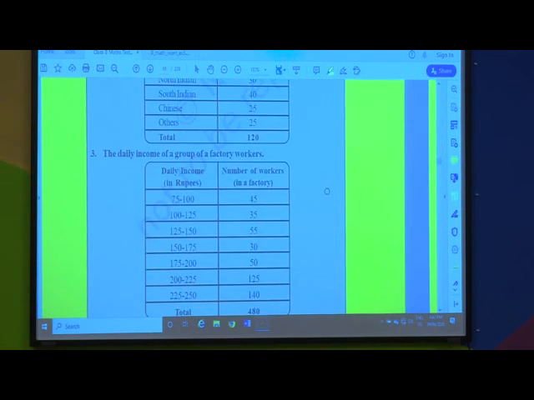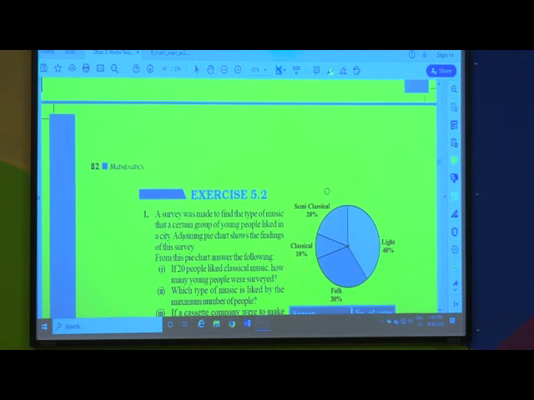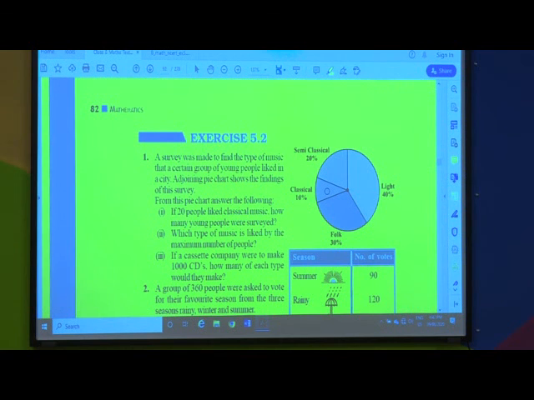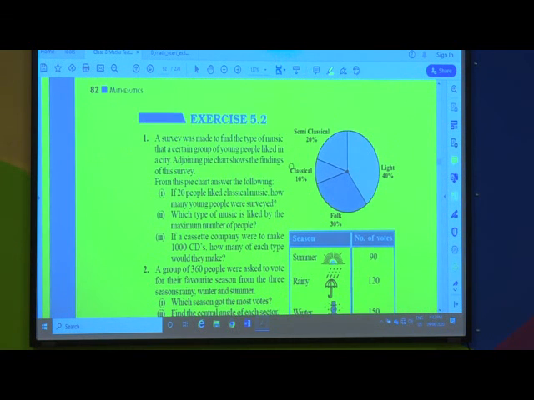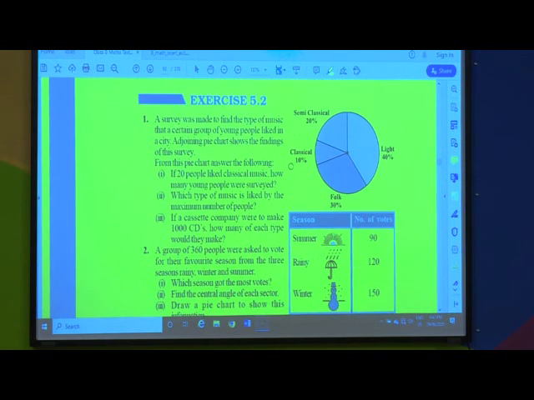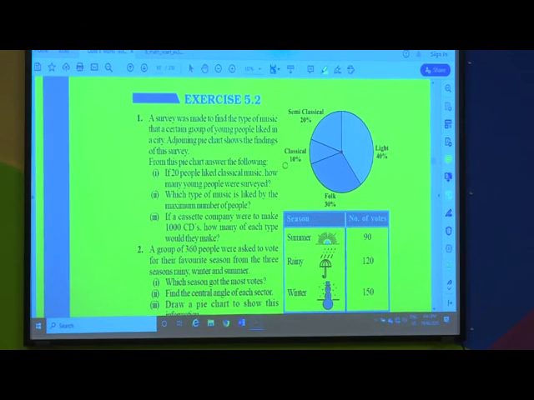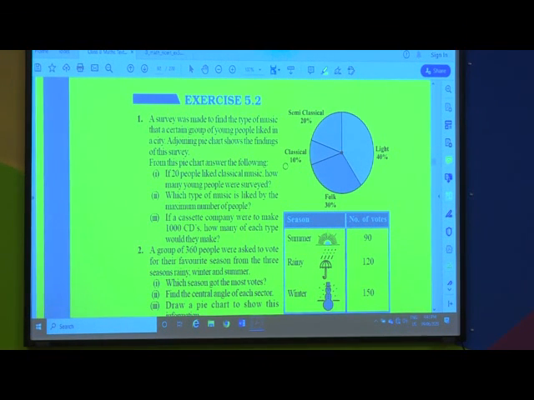Proceeding further, here is exercise 5.2. Now let us see what is the first question. A survey was made to find the type of music that a certain group of young people liked in a city. The adjoining pie chart shows the findings of this survey.